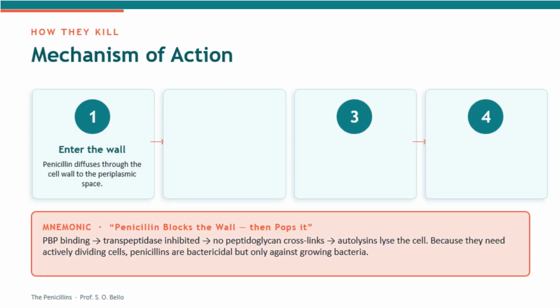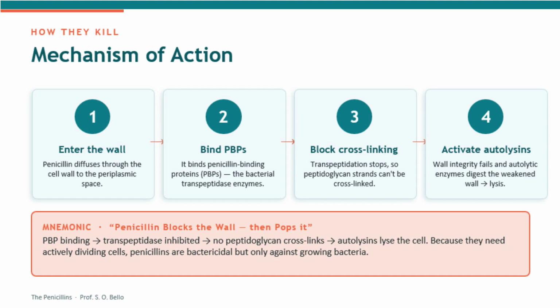This is the slide to truly understand, so let me walk you through it step by step. Bacteria are kept alive by a rigid mesh called peptidoglycan, which is their cell wall. Building that wall is the target. Step 1. Penicillin diffuses through the outer layers to reach the periplasmic space where wall building happens. Step 2. It binds enzymes called penicillin binding proteins, or PBPs. These are the transpeptidases that stitch the wall together.